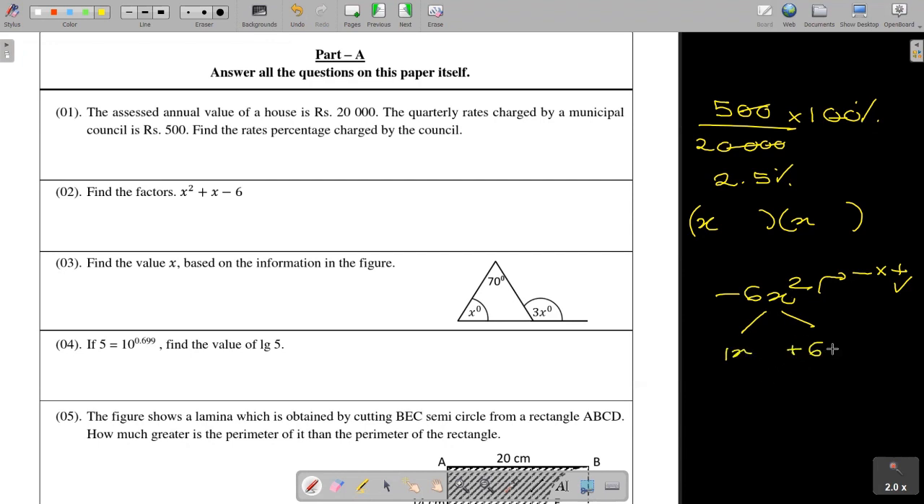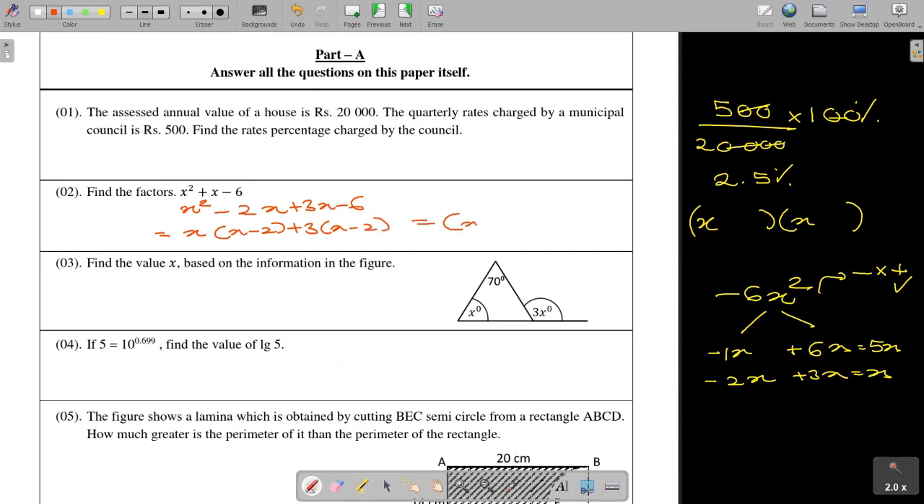If you take 1 and 6, the bigger term is plus. x squared is x into x, and this is minus. With 5x, you won't get that. Then 2x and 3x, with the bigger term plus, you will get that. Then x squared minus 2x plus 3x minus 6. So x is common, x minus 2 plus 3 is common, x minus 2. x minus 2, x plus 3.